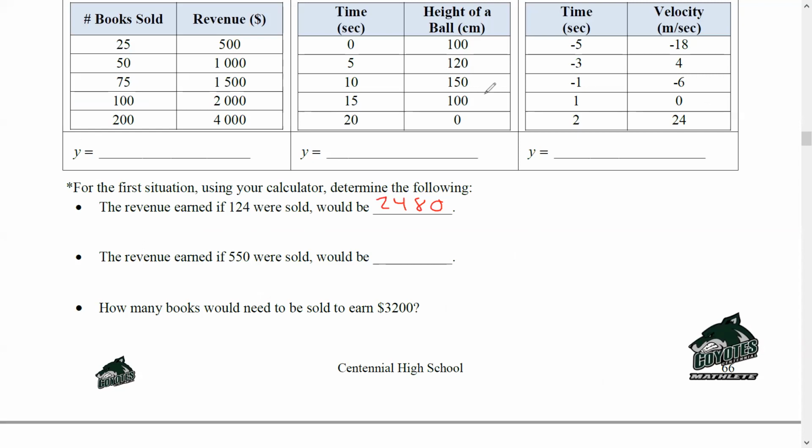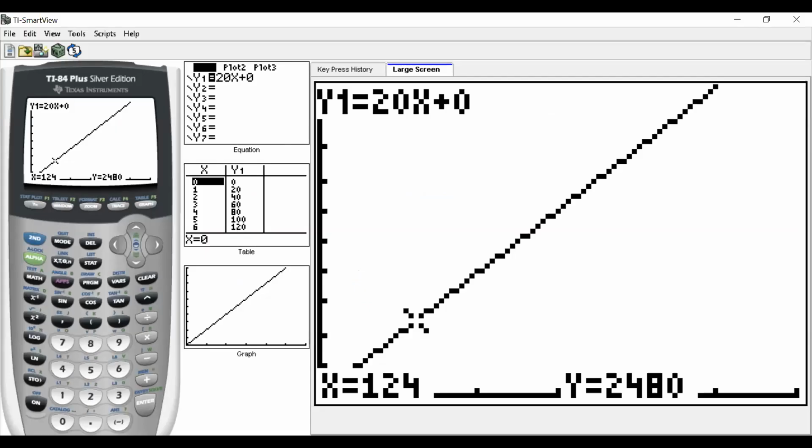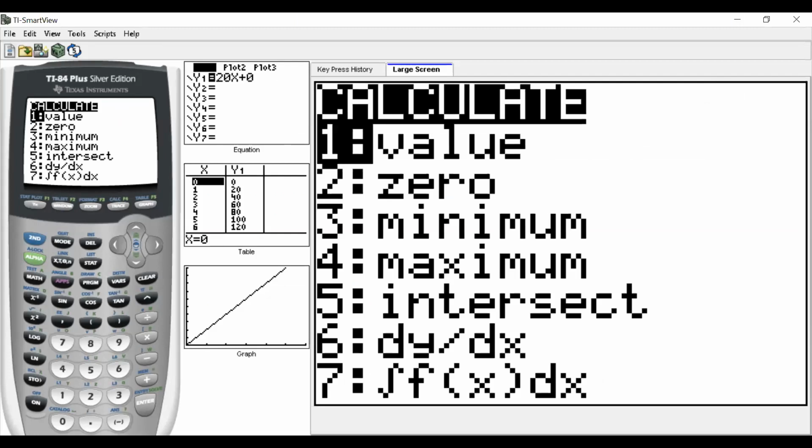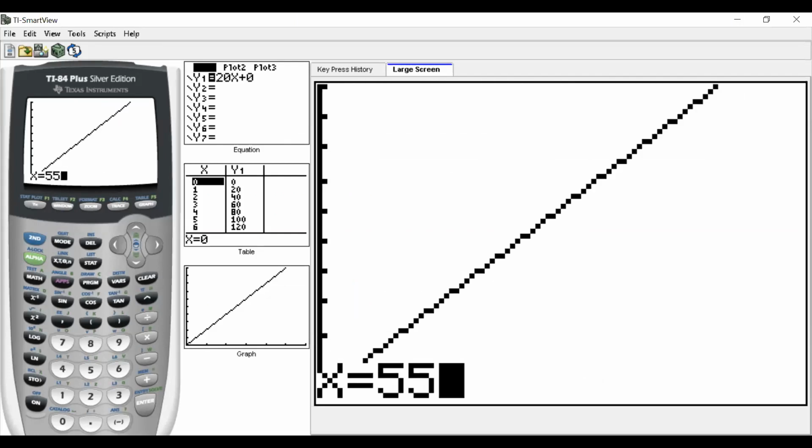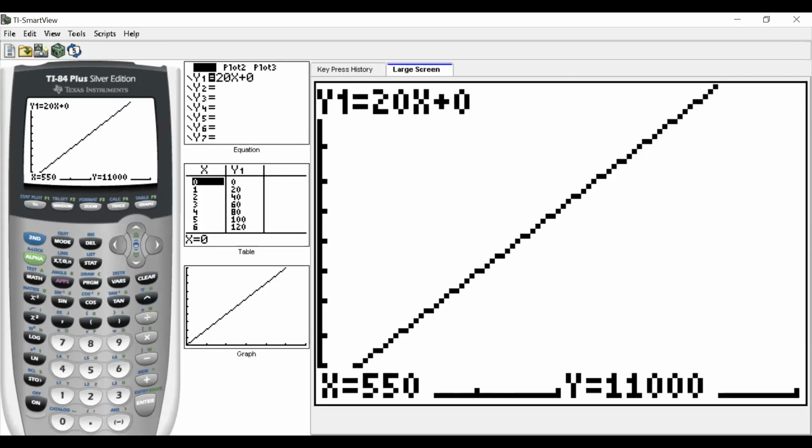All right, next one. The revenue earned if 550 were sold. So I'm going to let x equal 550, y is equal to question mark. Okay, so I go back to my graphing calculator, and I let x equal 550. Oh, 11,000. Love it. Okay.